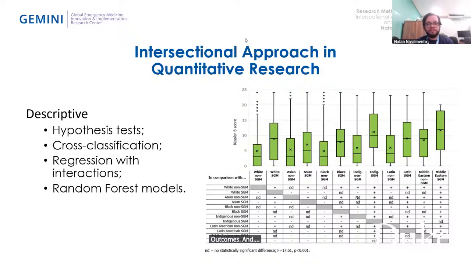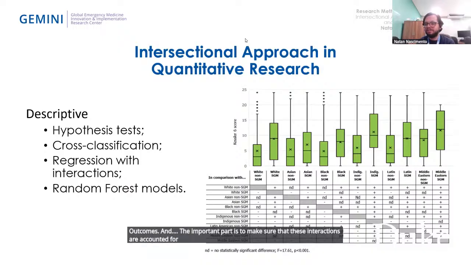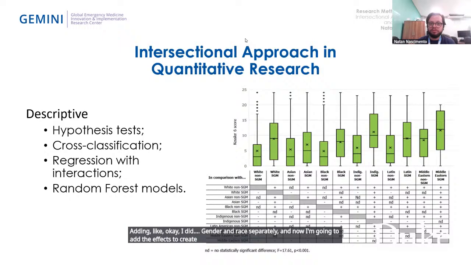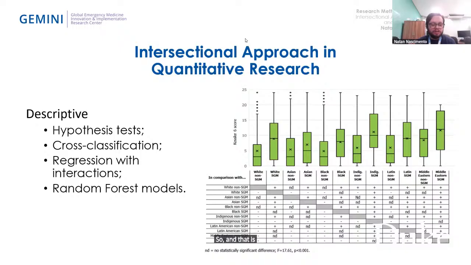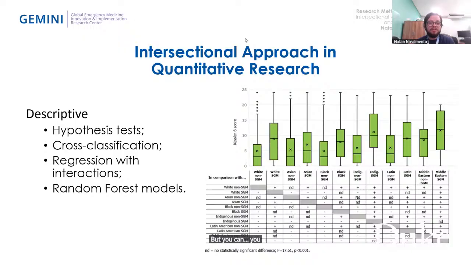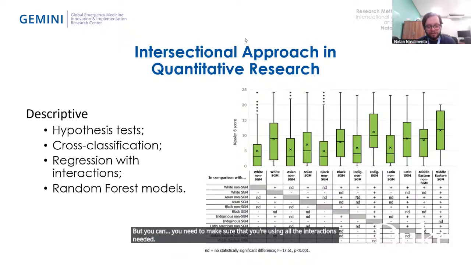And the important part is to make sure that these interactions are accounted for, and not adding, like, okay, I did gender and race separately, and now I'm going to add the effects to create an intersectional one. No, they need to be really interacting. That is easy if you're familiar with R: you put an asterisk in the code, which is usually how you do interactions in regression, and that is enough. But you need to make sure that you're using all the interactions needed. And for that, we need a large sample.